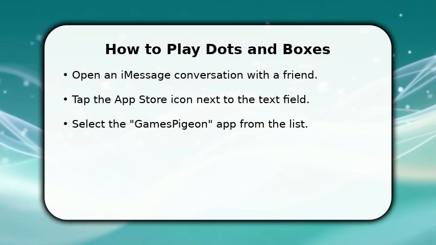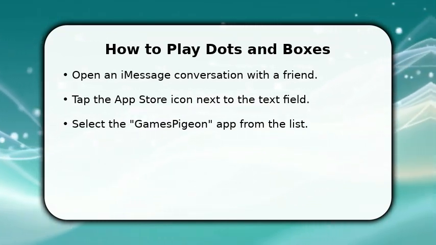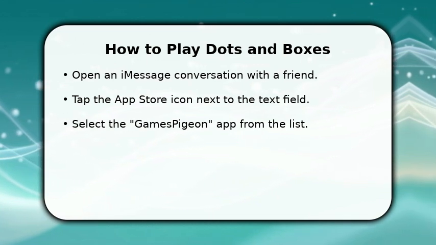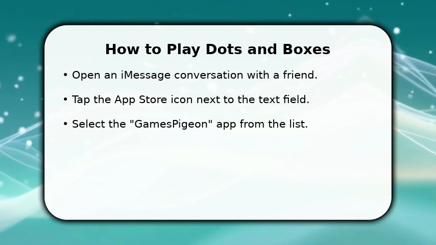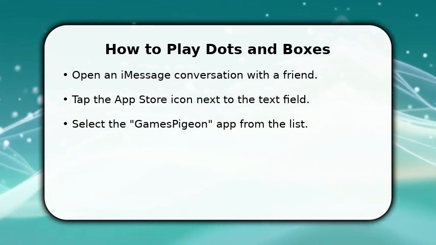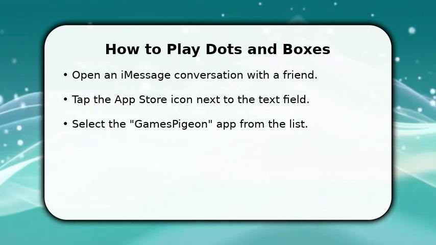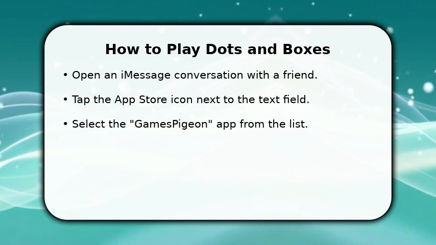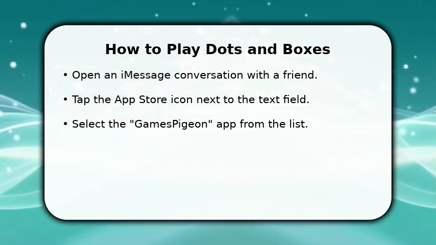In this video, I will explain how to play dots and boxes. To start, simply open an iMessage conversation with a friend. Look for the App Store icon right next to your text field and tap it. From the list of available apps, select the Games Pigeon application. Inside Games Pigeon, you will find dots and boxes among the game options. Tap on it to initiate a brand new game with your friend.